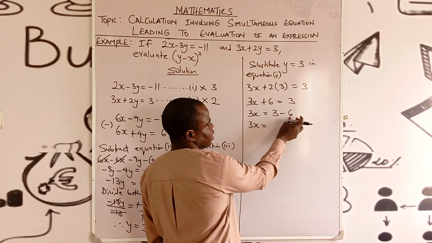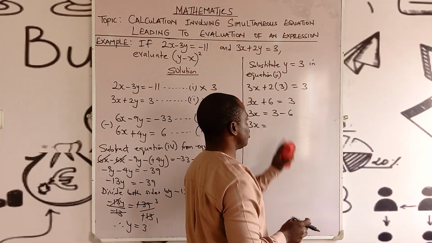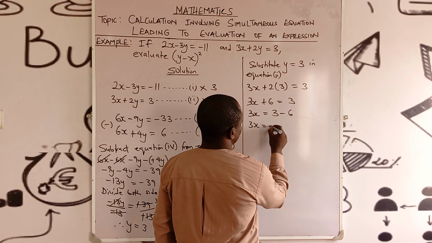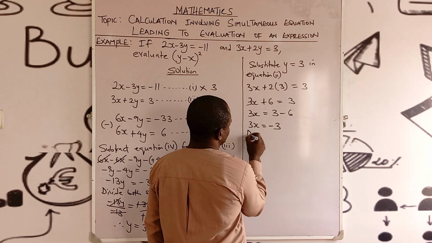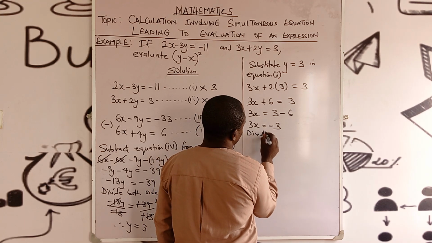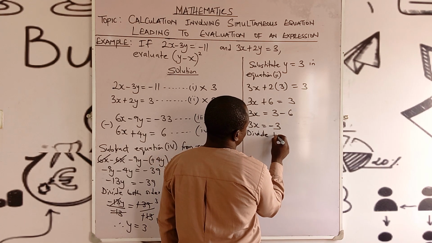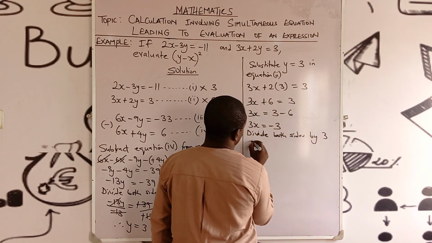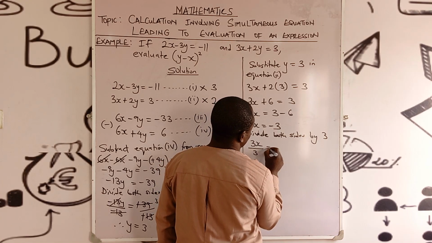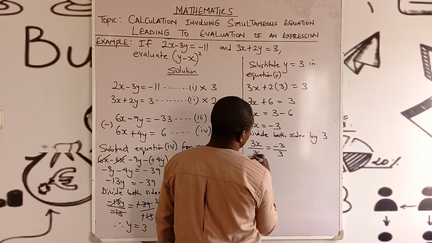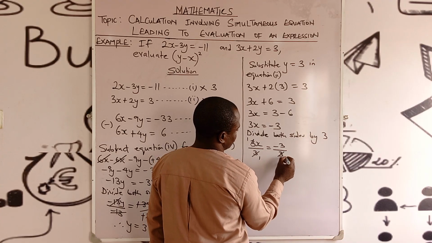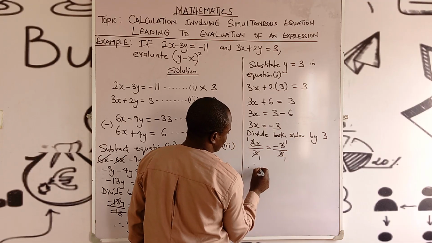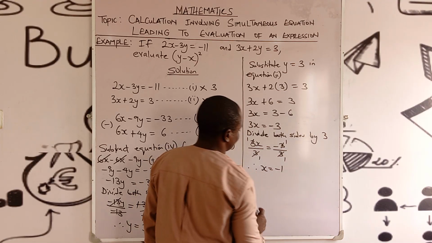It is having 3 naira. You are owing someone 6 naira. When you pay the debt of 3 naira, you can see the positive, you are having it. You are left with minus 3. Divide both sides by 3. You have 3x divided by 3 equals minus 3 divided by 3. 3 goes into 3, 3 cancels 3, that's 1. Therefore, our x equals minus 1.